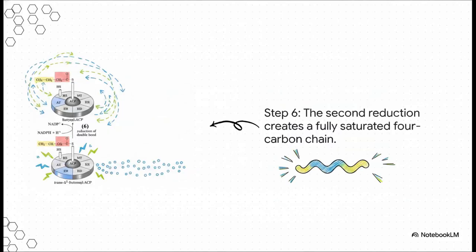We're almost done with this first cycle. The arm swings again, and for step 6, a second NADPH molecule comes in. Its job is to get rid of that double bond we just made. So what we're left with is a fully saturated, nice and stable 4-carbon chain, still hanging on to the ACP.